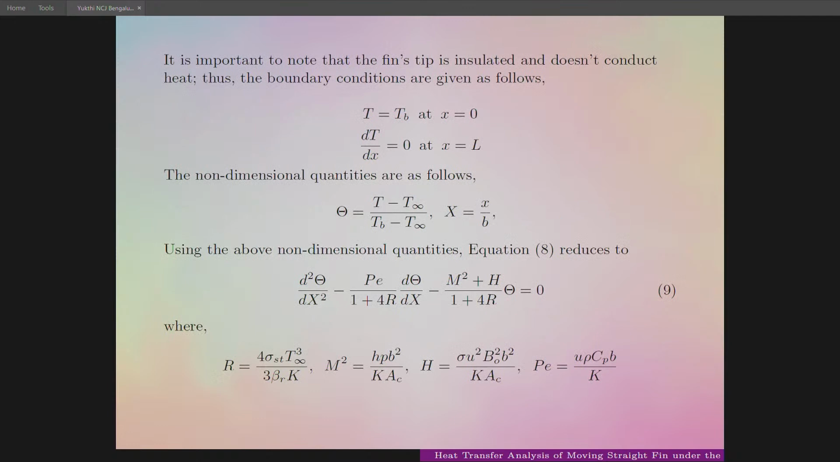Here the fin tip is insulated and does not conduct heat, so the boundary conditions can be given as follows. Then to non-dimensionalize equation number 8, we consider non-dimensional quantities theta and x, where theta is the non-dimensional temperature and x is the non-dimensional length. Using these in equation 8, after simplification we get equation 9 with four non-dimensional parameters: R, the radiation parameter, M square, the geometric parameter, H, the Hartmann number, and P, the Peclet number.